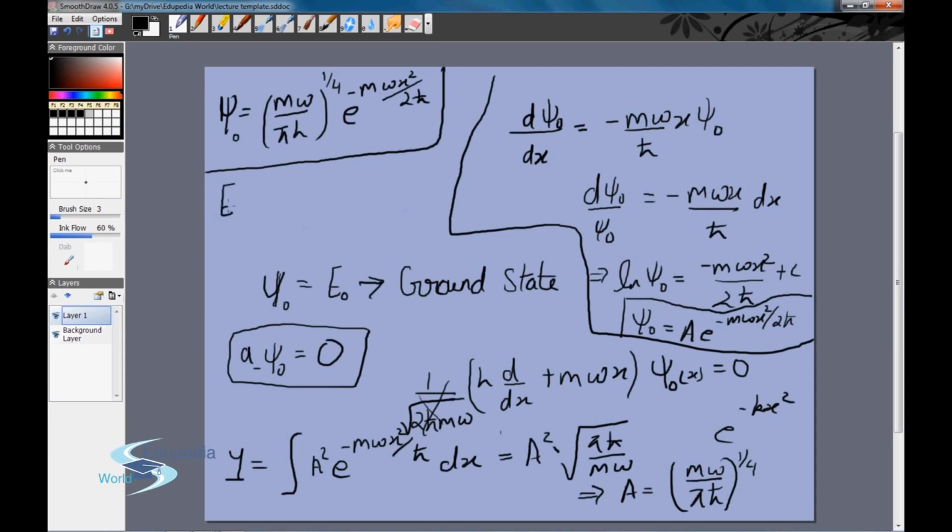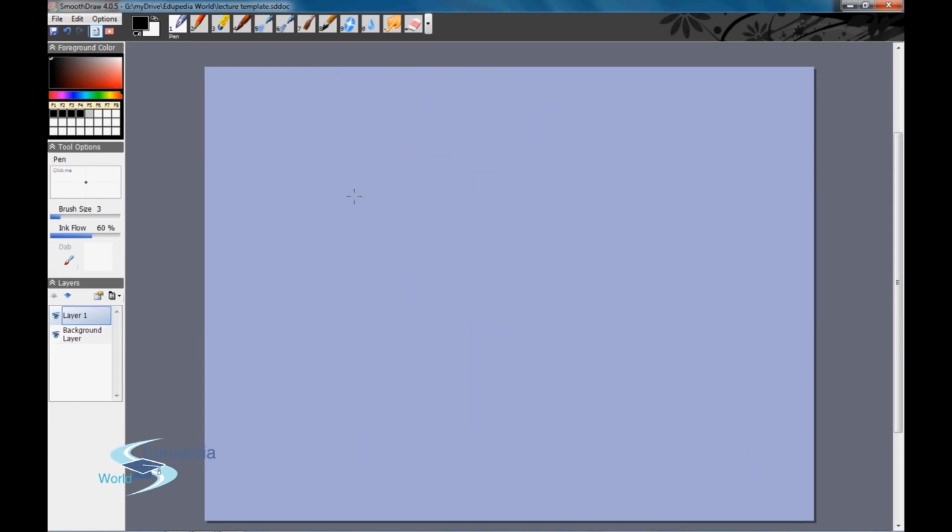Let's try to find the energy of the ground state as well. We know that Hψ₀ is equal to E₀ψ₀, and we know that H can be written as ħω times (a₊a₋ + 1/2). So this into ψ₀ is equal to E₀ψ₀, but we already know a₋ into ψ₀ is 0, so we simply get the energy to be ħω/2. So E₀ is equal to ħω/2.